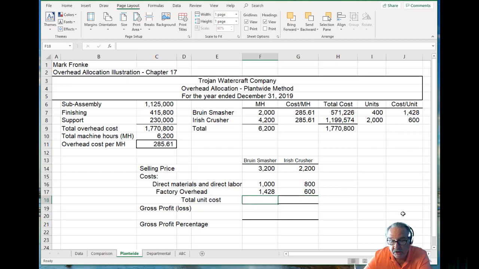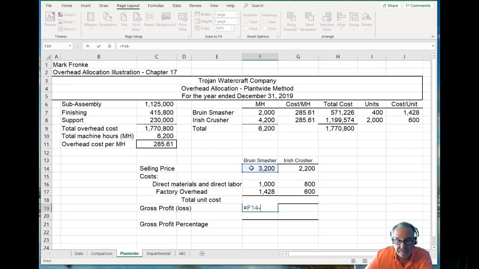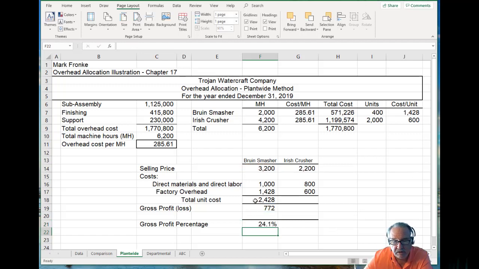So that our total unit cost, the direct materials, direct labor, and factory overhead, is $2,428. The gross profit is $772, and then the gross profit percentage is going to be the gross profit divided by the selling price. And that gives us a gross profit of 24.1% for the Bruin Smasher and 36.4% for the Irish Crusher.